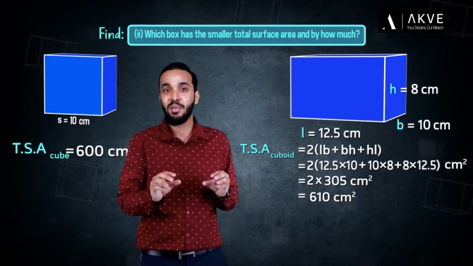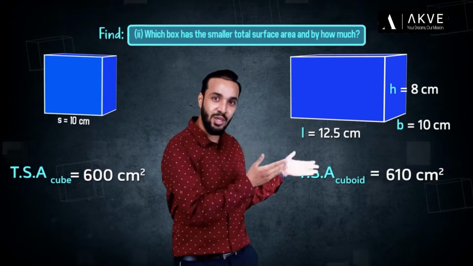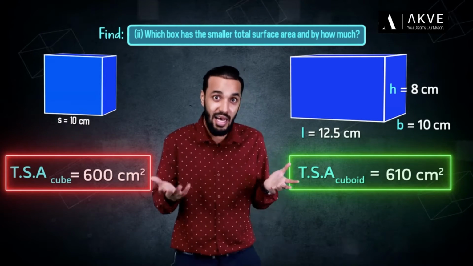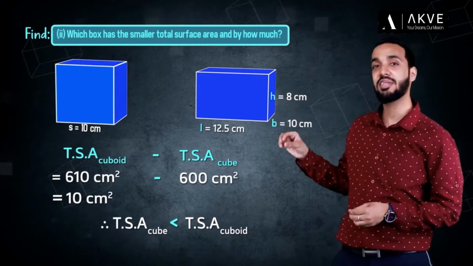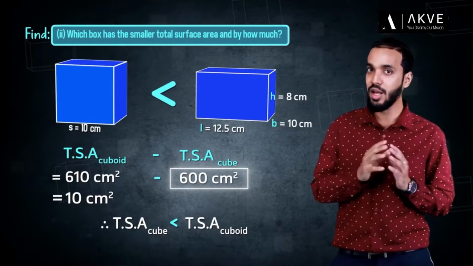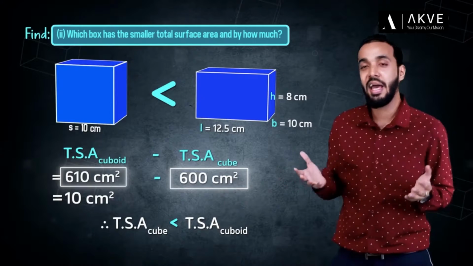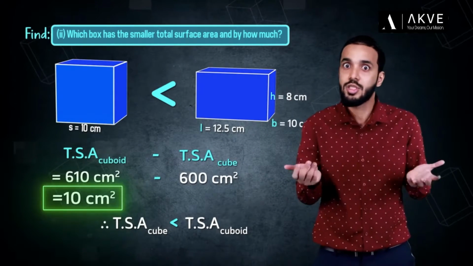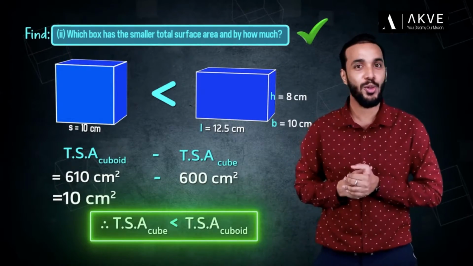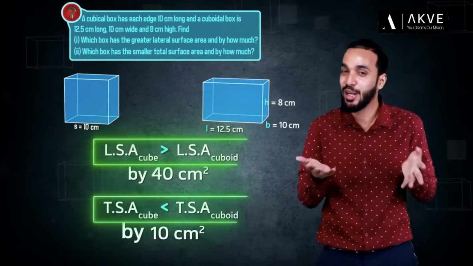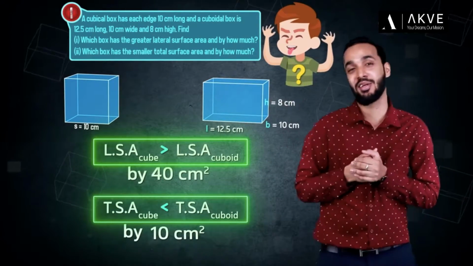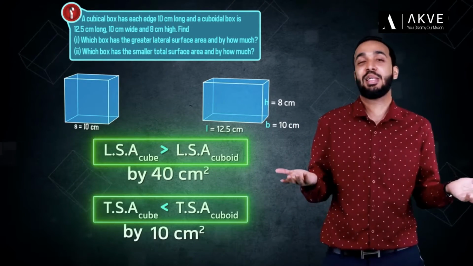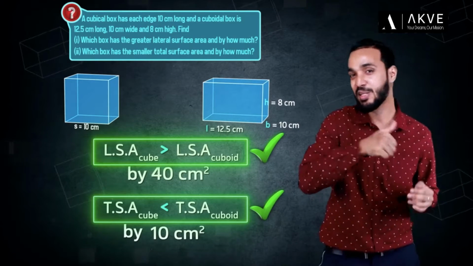Surprisingly, this time the total surface area of the cuboid is greater than that of the cube. Or in other words, the total surface area of the cube is smaller than that of the cuboid, and the difference is 10 square centimeters. Was your guess correct this time too? Great! If not, you got tricked by the question. Nothing to worry about though. Your calculations are correct, so your answers are also correct.